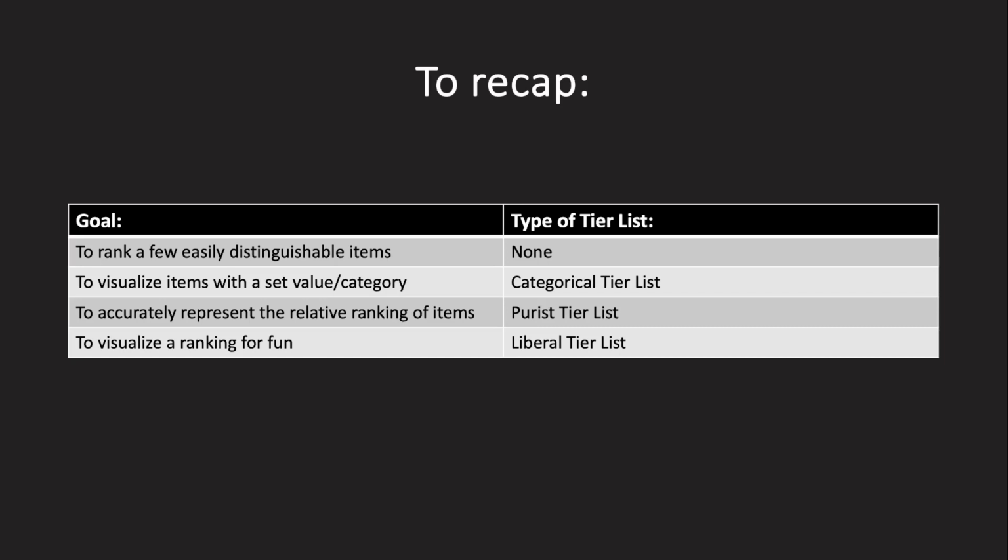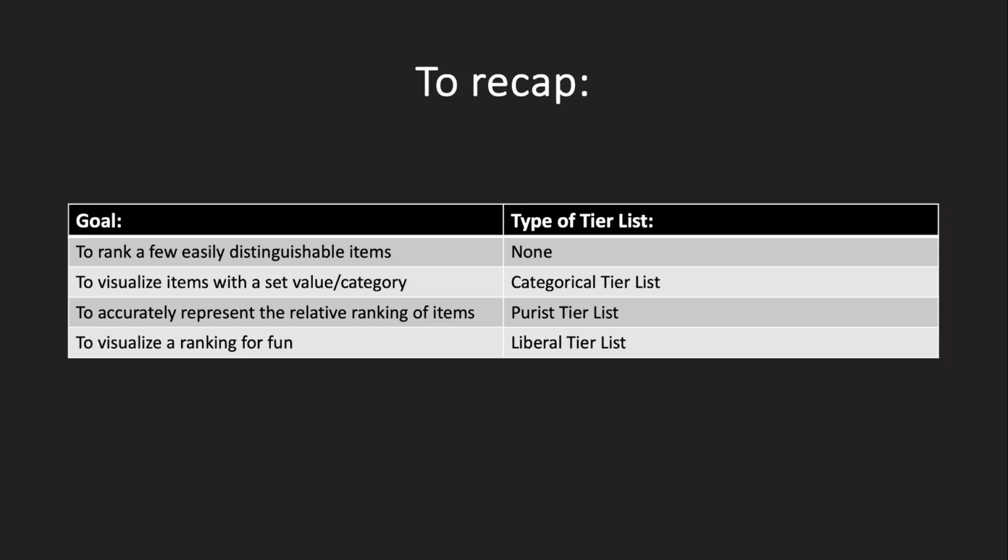Now, to recap, here's when to use what tier list. If your goal is to rank a few easily distinguishable items, then you should not use a tier list at all, you should just rank them. If your goal is to visualize items with a set value or category, it's fact checkable, you're ranking things by height, by nationality, whatever, then you should use a categorical tier list. If your goal is to accurately represent the relative ranking of items, which I would argue would usually be the case when making a tier list of fighting game characters, or if you really feel strongly about ranking movies the right way, then you should be using the more purist tier list.